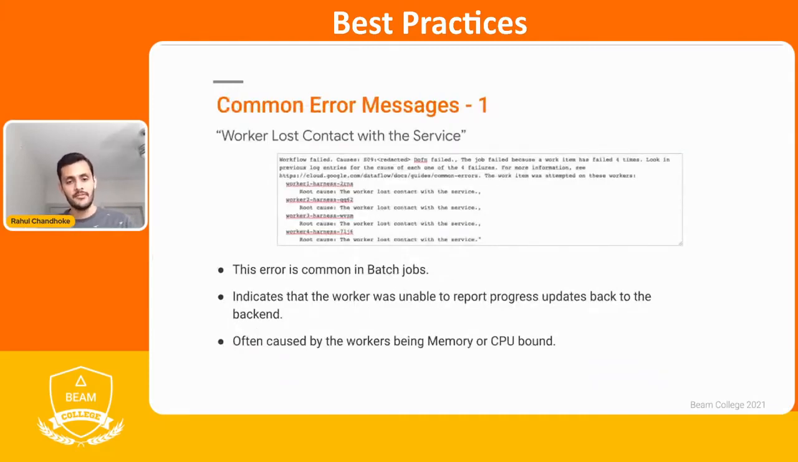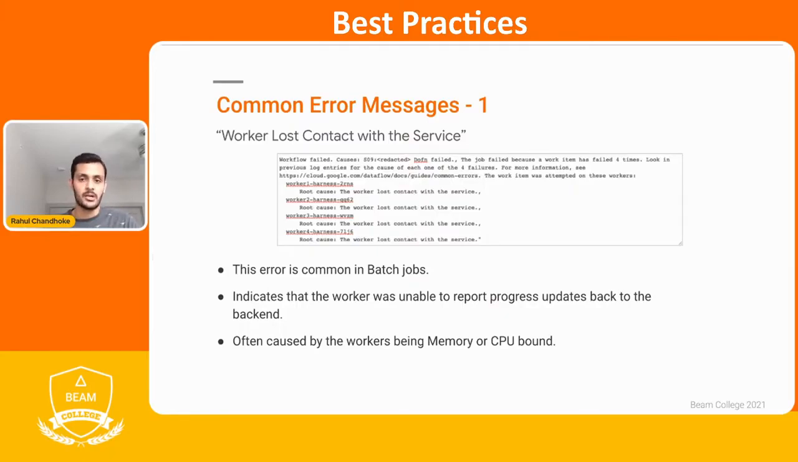Okay, now that we've seen the different permissions and networking issues, we move on to our last section, which is some of the common error messages that we see in Beam pipelines, especially while using the Dataflow runner. One of the common error messages, which is normally seen in batch jobs, appears when you look at the reason for failure of a batch job, and you could see an error message similar to what is shown in this slide.